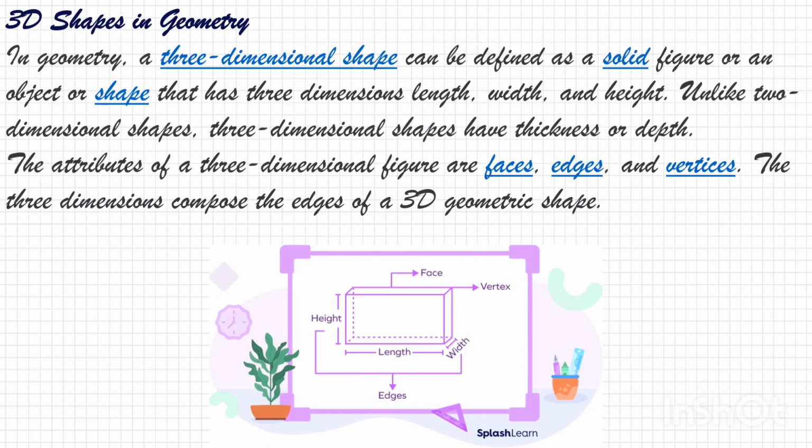3D shapes in geometry. In geometry, a three-dimensional shape can be defined as a solid figure or an object or shape that has three dimensions: length, width, and height. Unlike two-dimensional shapes, three-dimensional shapes have thickness or depth. The attributes of a three-dimensional figure are faces, edges, and vertices. The three dimensions compose the edges of a 3D geometric shape.